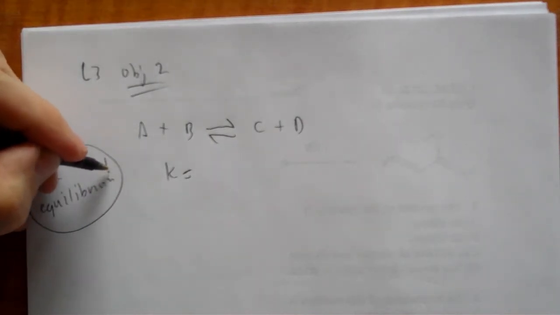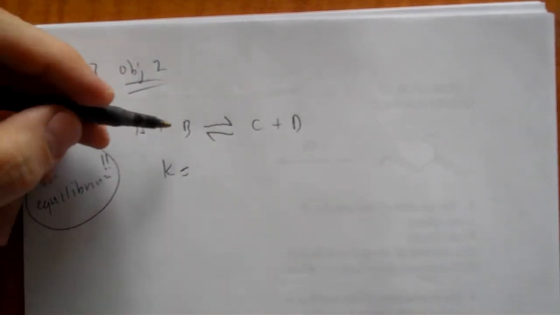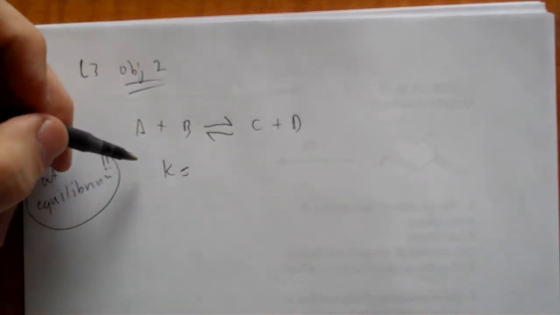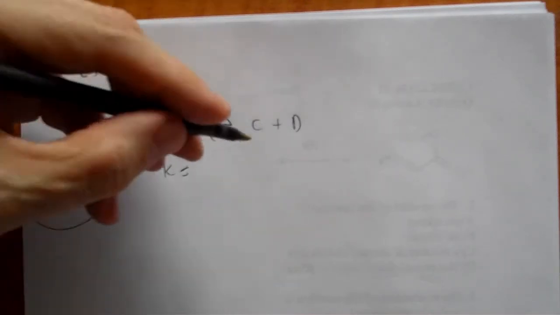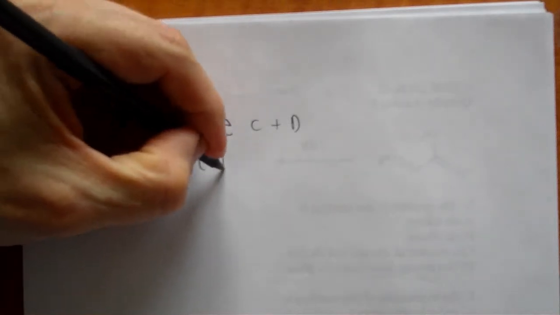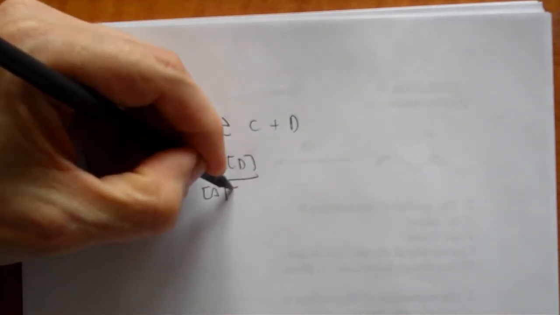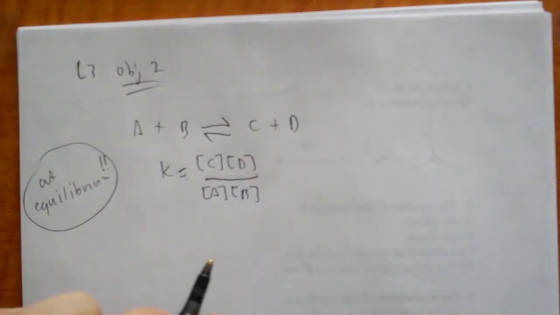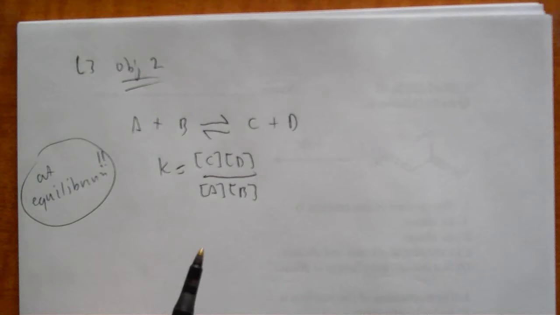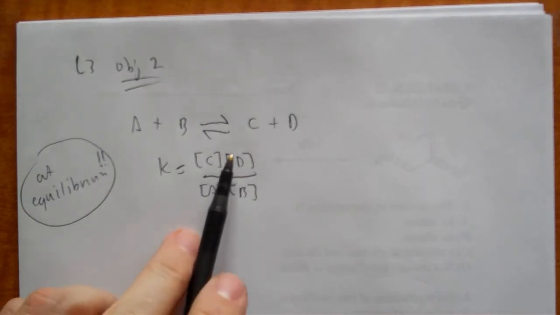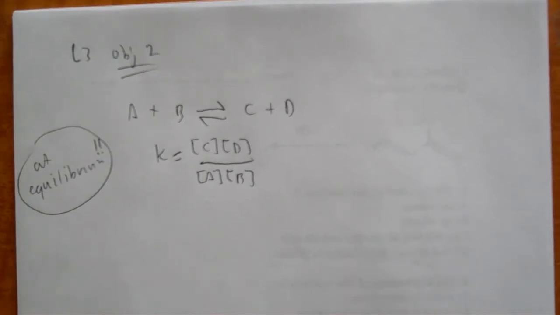This is a big deal. Notice those two words are almost always in that sentence. We could predict the relative amounts of these at equilibrium if we knew the K. And K is the concentration of C times the concentration of D, over the concentration of A times the concentration of B. It's really the activities, but we simplify this dramatically if we just call these the concentrations. That's what K is. That's a definition.